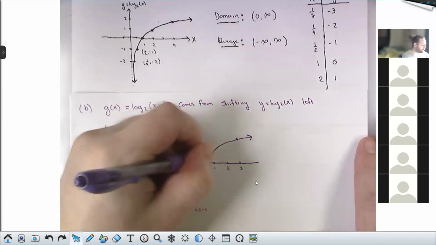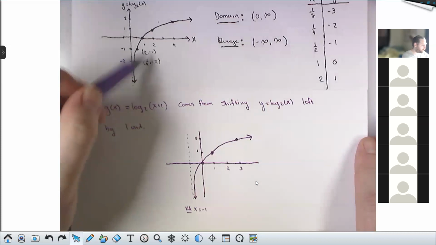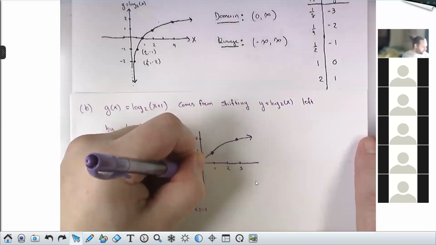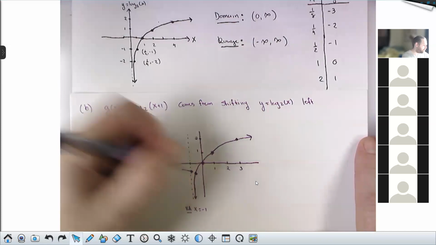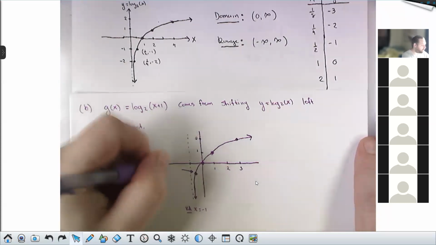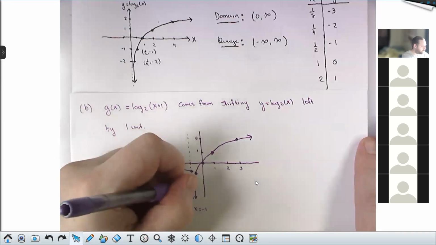And we can track what happens to those other points also, but their coordinates are a little bit harder to sort out. So what do I get if I take (1/2, -1) and I shift it to the left by 1 unit? What is this point going to be? Would it be -1/2? Yeah, exactly. We're shifting to the left one. That means we're subtracting 1 from the x values. Positive 1/2 minus 1 is -1/2. So that's (-1/2, -1).